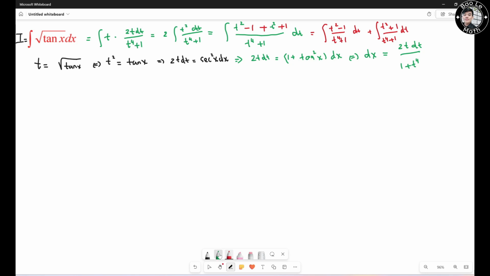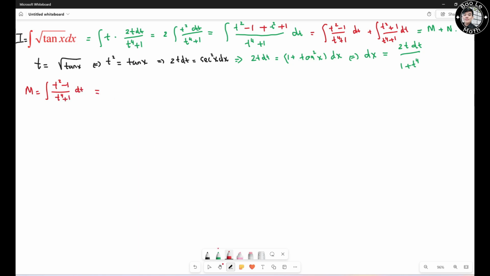So I name the first one m, and the second one n. I need to calculate each of them and then add them up. So I need to calculate m first. So m equals the integral of t squared minus 1 over t to the 4 plus 1 dt.